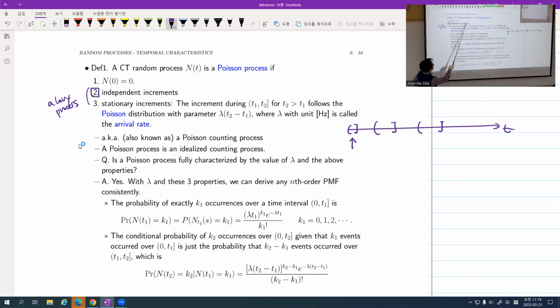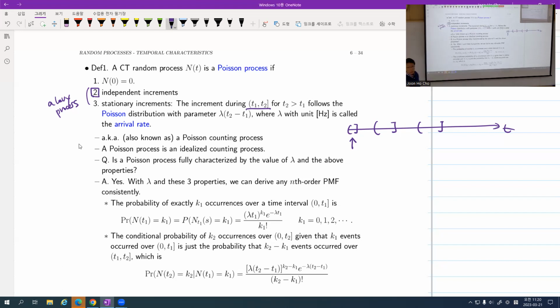However, so far, we do not know the distribution of this random variable. And it says that the increment during a period of length t2 minus t1 is a Poisson random variable. You know that a Poisson random variable is a discrete random variable, taking values 0, 1, 2, and so on, so it could be a natural number or 0. And as you remember, a Poisson random variable is parameterized by a single parameter. That parameter is lambda times some constant times the length of the interval.